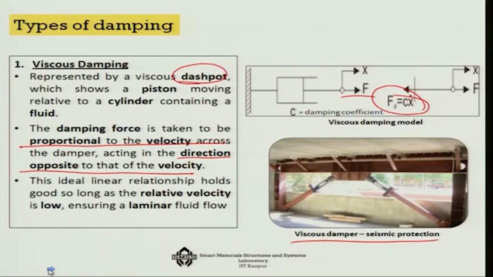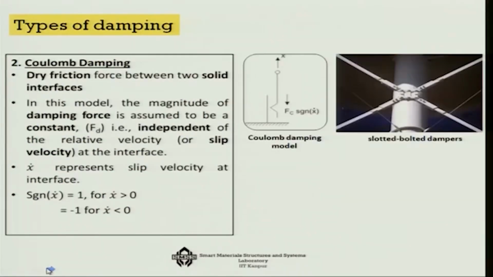There is another type of damping model also, known as the Coulomb damping model, which is basically dry friction force between two solid interfaces. Now, in this model, unlike the last case where the magnitude of damping force is proportional to velocity, which means the higher the velocity, the more the resistance, the damping force is assumed to be constant, independent of the relative velocity.